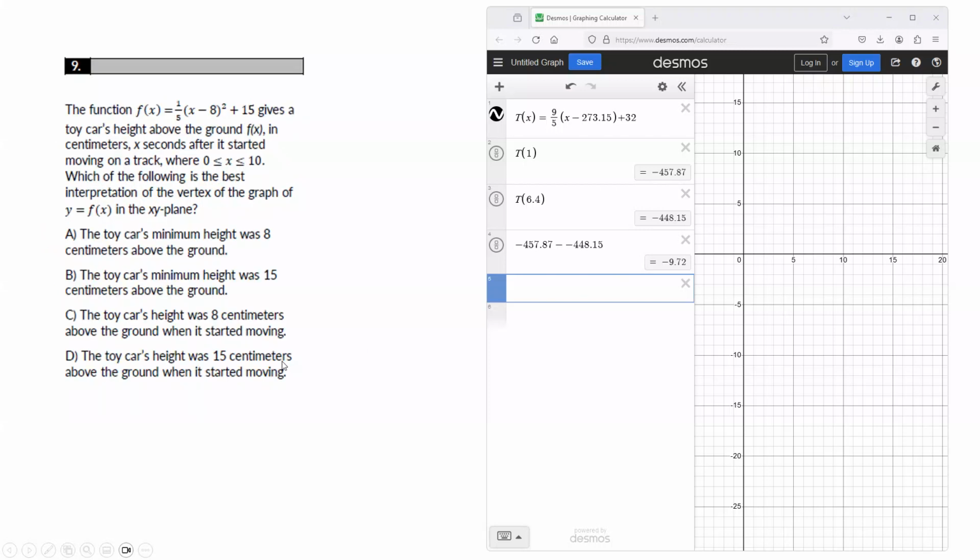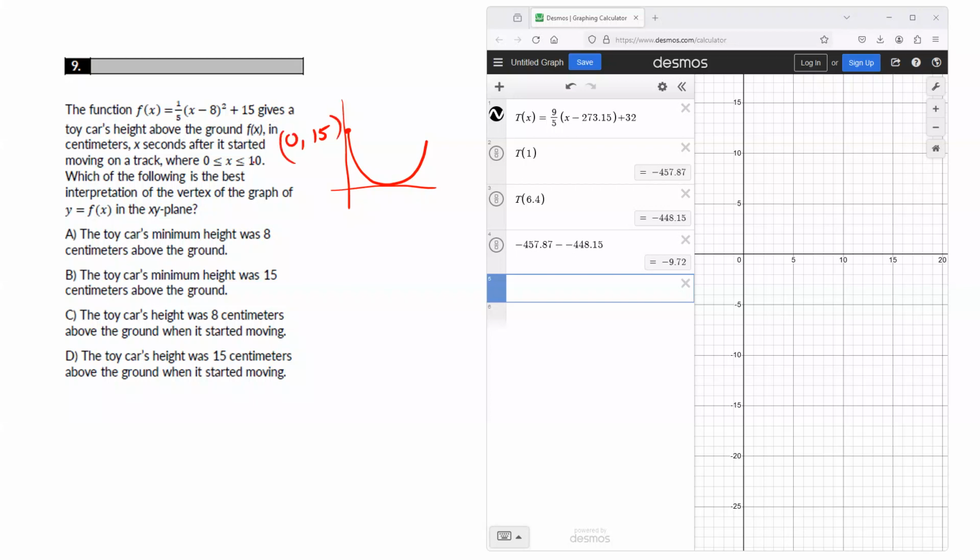All right, let's try the next one, number 9. We have another big old function. This is a toy car following a parabolic motion. And it looks like it's moving on a track for probably from 0 to 10. I'm guessing that's 10 seconds. And it is starting at 15, so it's going something like this and coming back up. So right here is our 15 at the starting point.